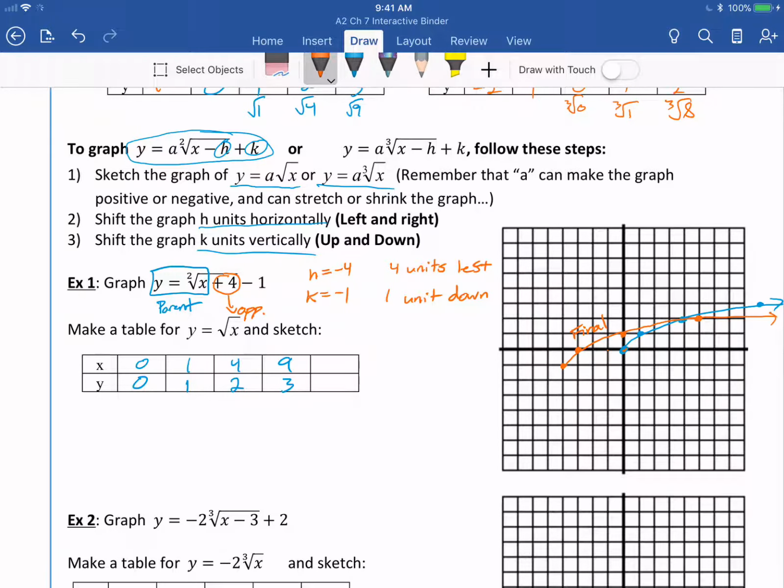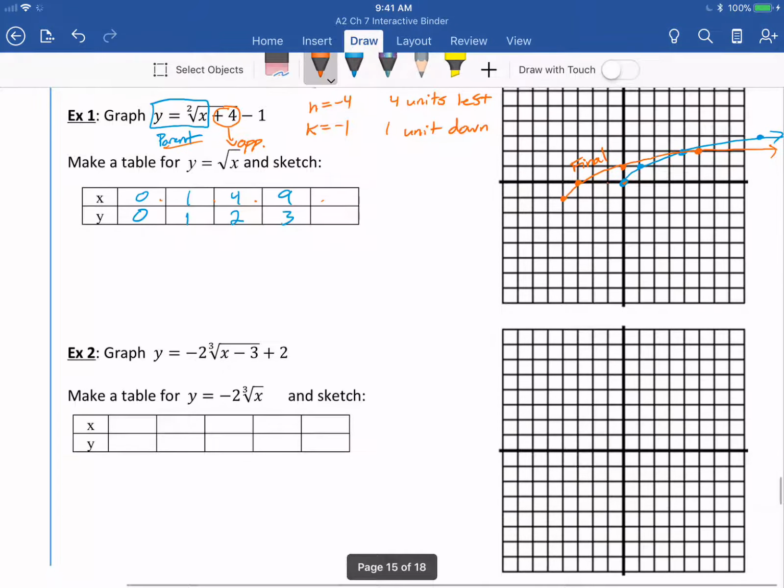All right. Make sure you label it for me so I know which one's your parent and which one is your final. That's important as well. Okay, so start off with this parent. Just plug these 0, 1, 4, 9 into your parent function, and then go through and move it with that h and the k as you find there.